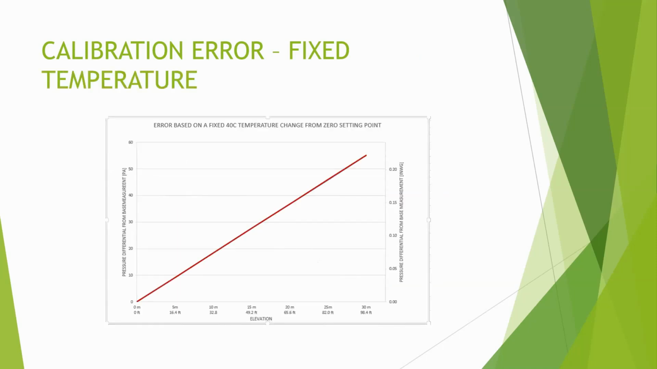And this is just a little bit different chart, which is error based on a 40-degree temperature change, and then I just changed the elevation. So you can see if you've got a 100-foot building, even a 40-degree temperature change is significant.